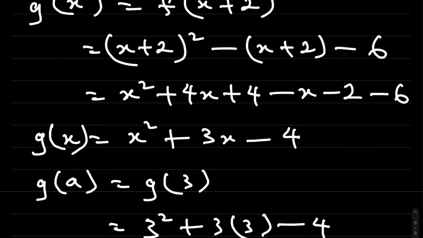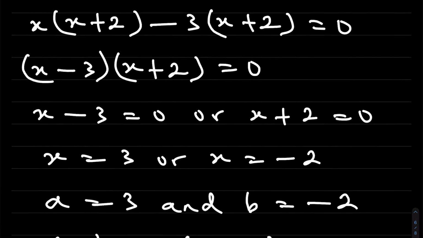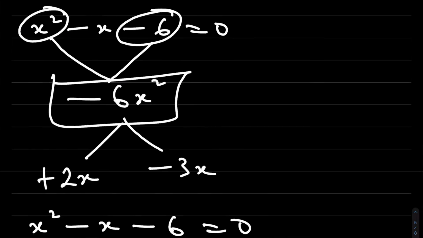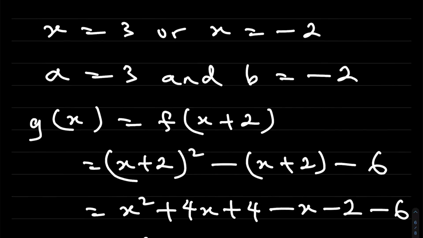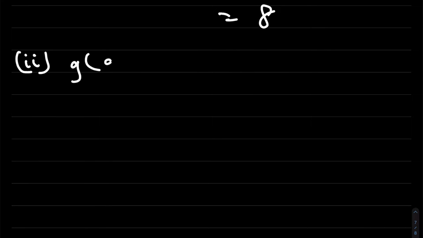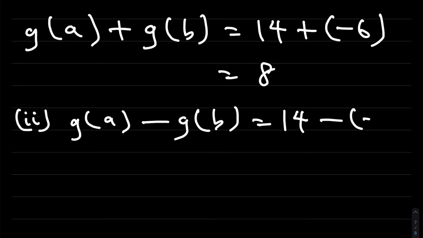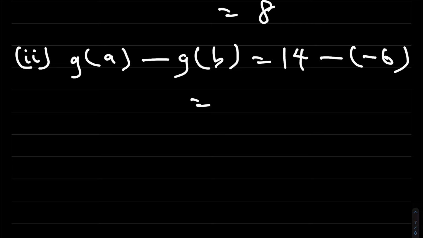That says find, Roman figure 2, find g of A minus g of B. So g of A minus g of B will be equal to 14 minus minus 6. G of A is 14 and g of B is minus 6. And that simply means 14 plus 6, which is 24.